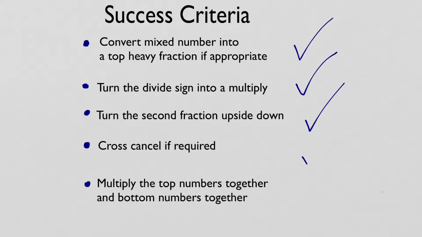And then cross cancel if required. And lastly, multiply the top numbers together and the bottom numbers together. If your answer is a top-heavy fraction, you're going to have to convert that back into a mixed number.